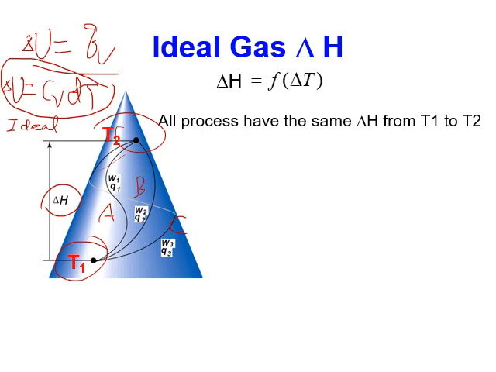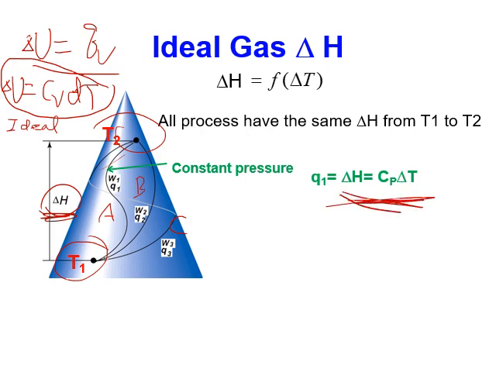Same thing here. We need to choose a path where we can calculate delta H, and that path is constant pressure. If you remember, under constant pressure, we showed that the heat is related to an enthalpy change, a new state function called enthalpy. So therefore, delta H equals Cp delta T, because at constant pressure, the heat is Cp delta T.